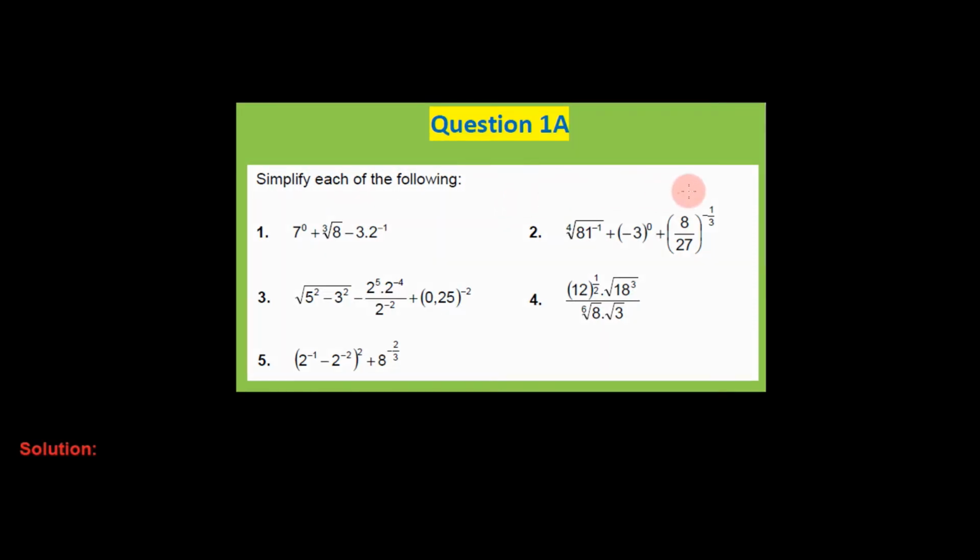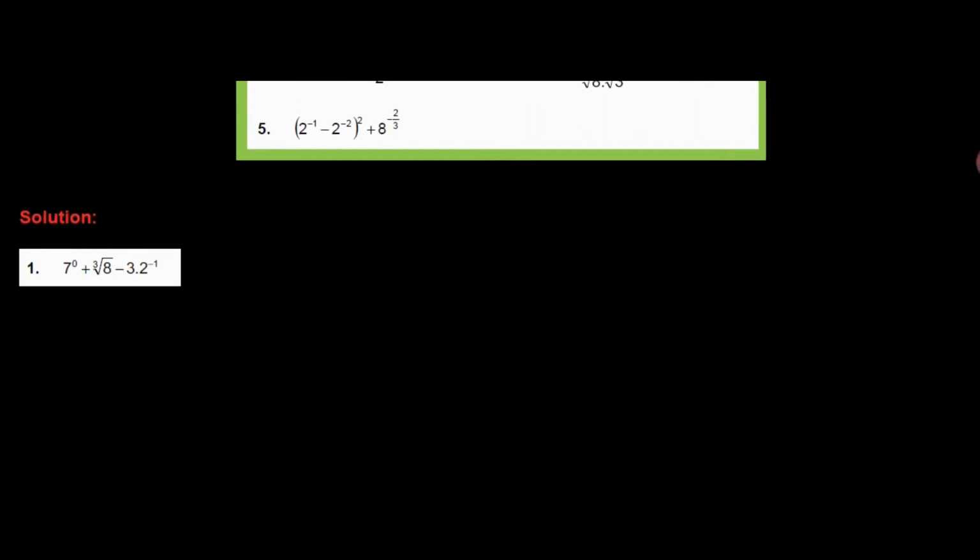Let's look at your answer to the first question here. 7 to the 0, of course, is 1. We can get rid of the cube root by writing it as 8 to the 1 over 3. And then we can take the 2 to the negative 1 into the denominator as 2 to the positive 1, or just 2. Now we can use prime factors of 8. We know that 8 is 2 cubed.